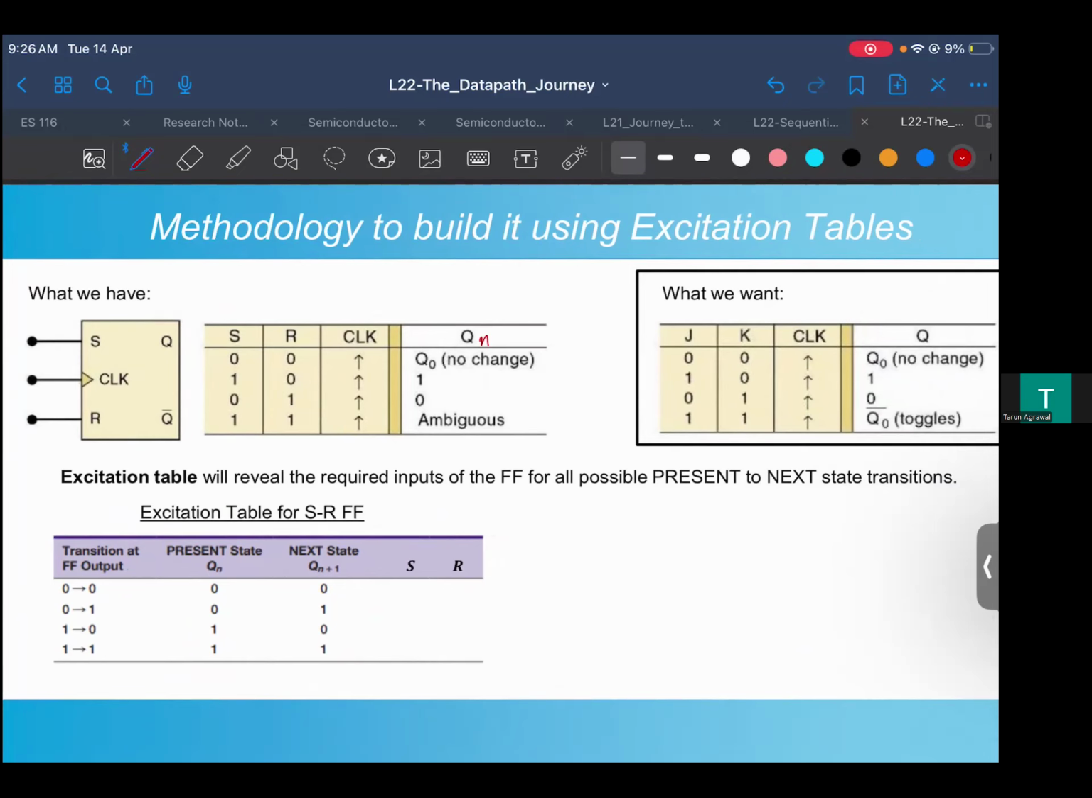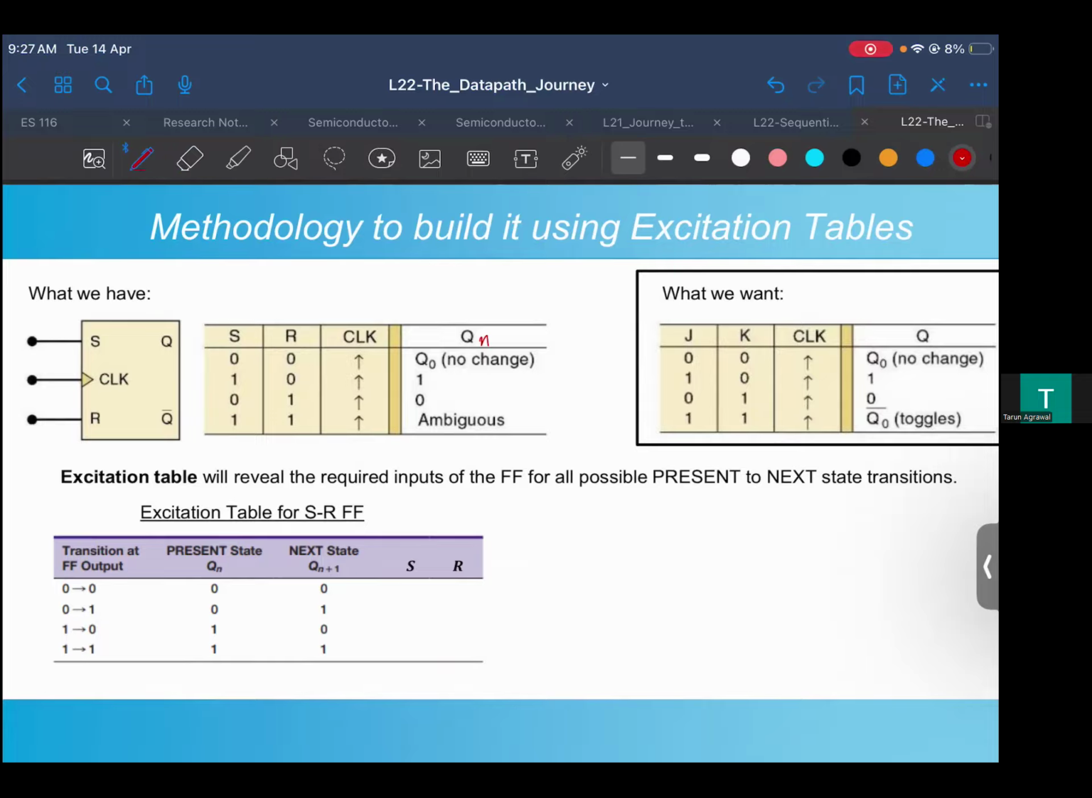In the same way, we see if the Qn is 0, but the transition of the flip-flop output which is happening is 0 to 1, that means this is the reset condition which you are having. So for the reset condition, sorry, what is that? No, sorry, the input at the FF, the transition at the FF input you are having, right?